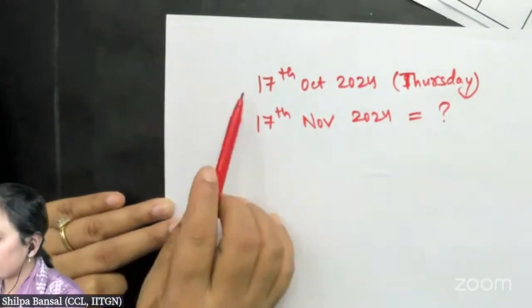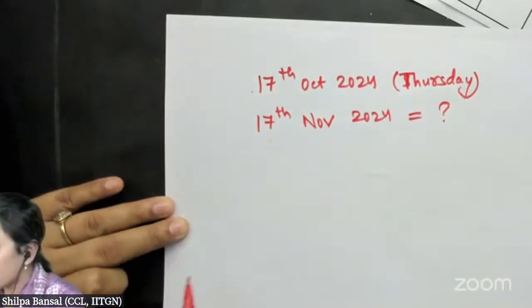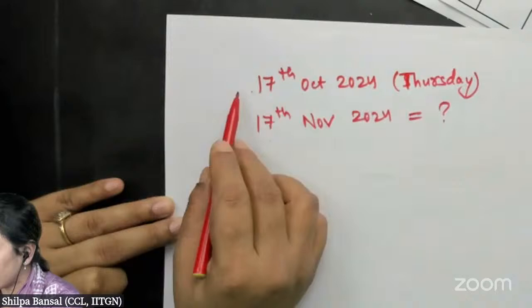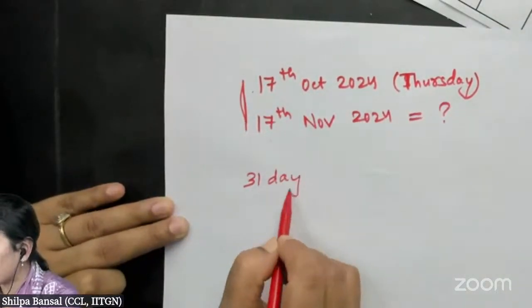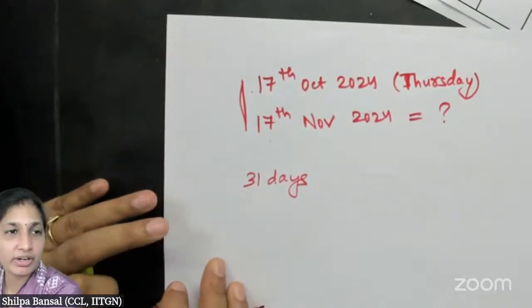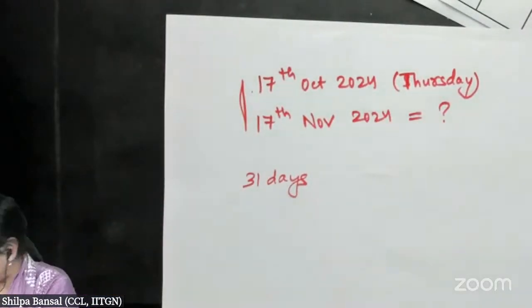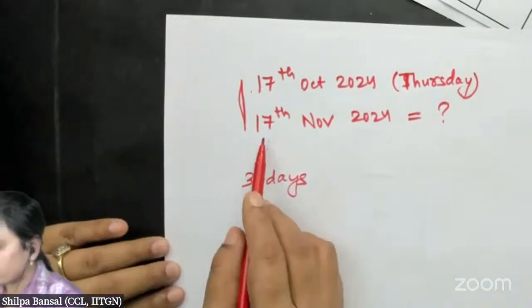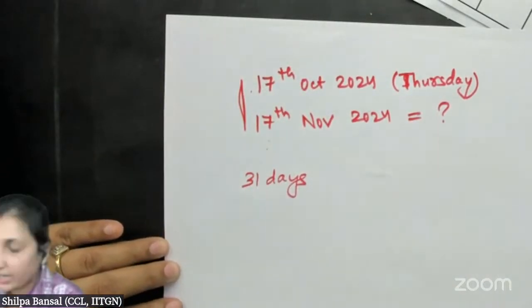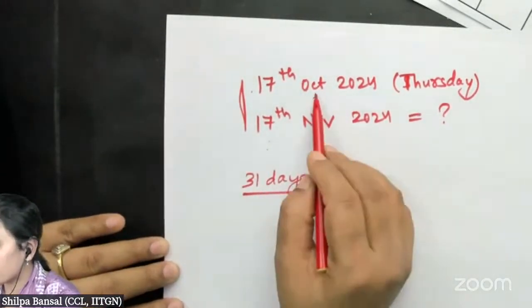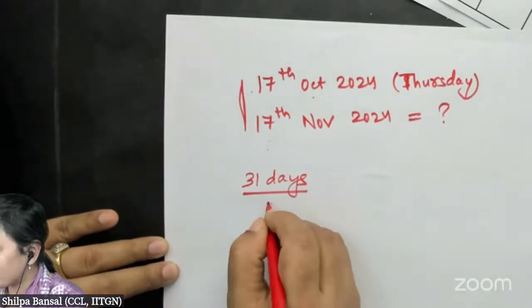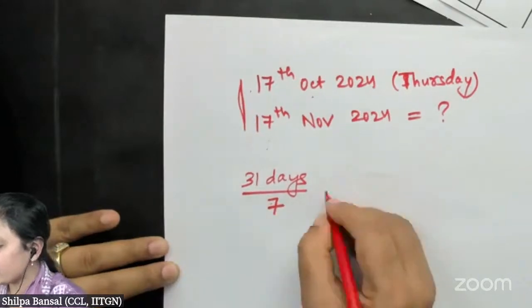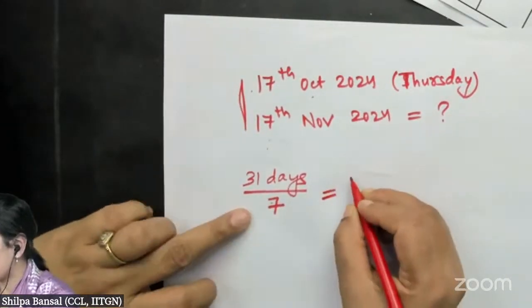In between 17 October and 17 November, how many days are there? It is 31 days. You can calculate 18, 19, 20, 21, 22 like this, up to 17. October also has 31 days. Now if you divide it by 7, you get 4 as quotient.